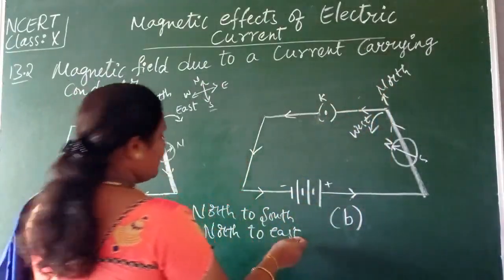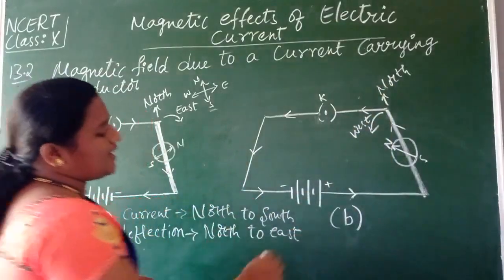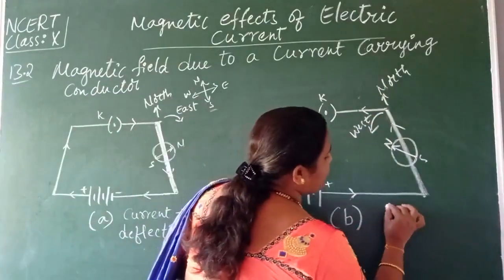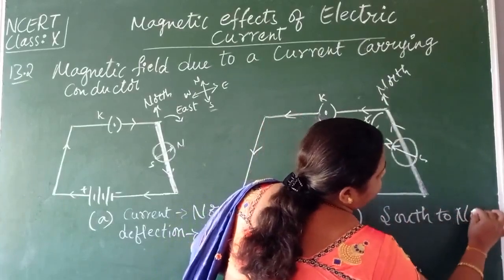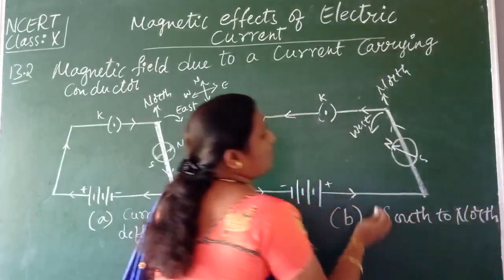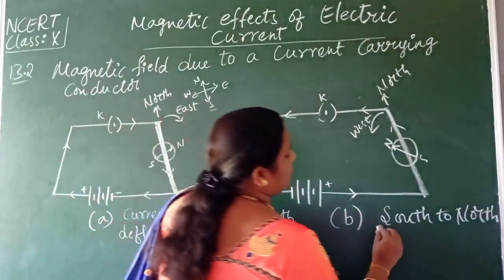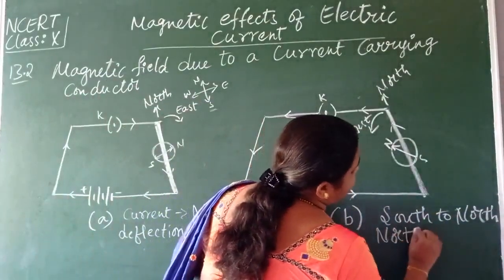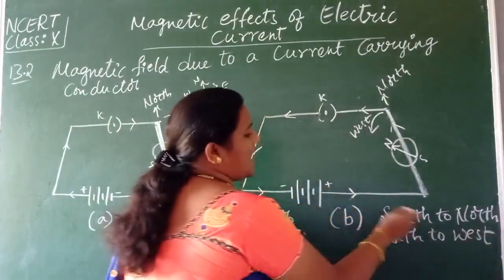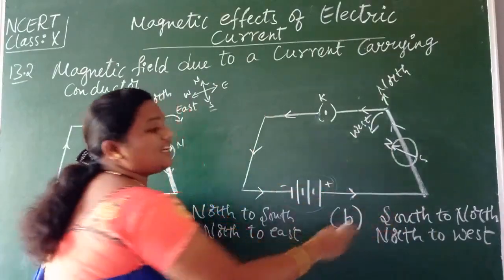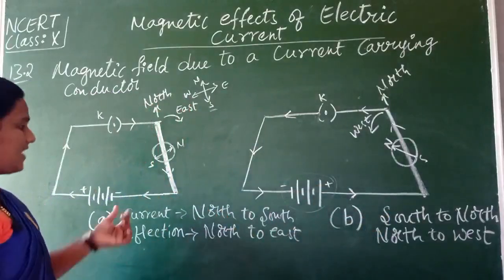Understanding, children, my point? In the second case, if the current starts moving from south to north, what is the deflection, children? That is north to west. See, children, here we have changed the direction of the flow of current.